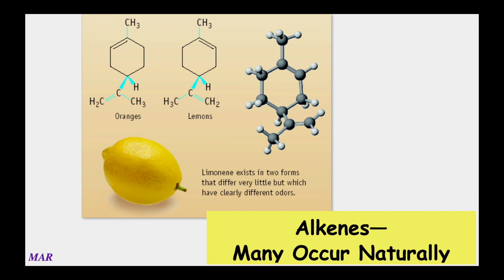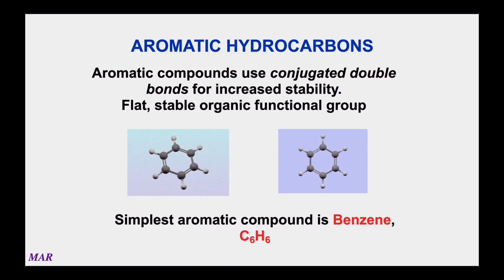Oranges and lemons, again, a very similar structure, but one is one way and one is the other way. So you have to be kind of careful. So just knowing about the isomers can be super important when it comes to making different compounds and the importance of alkenes.